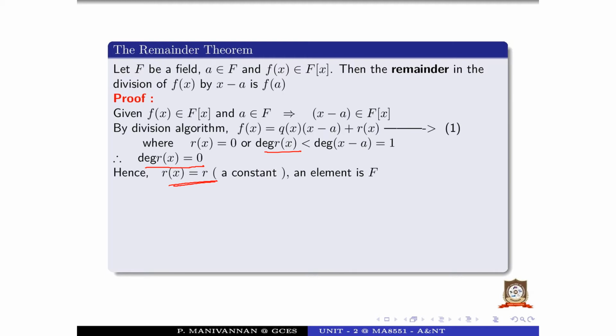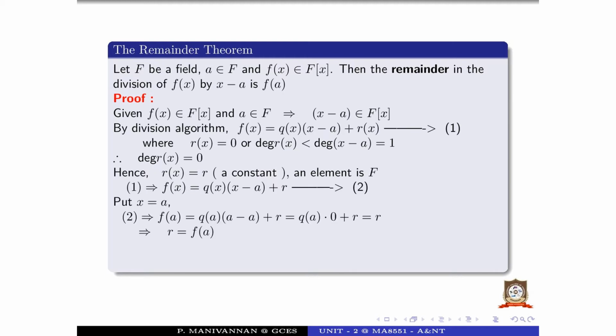Since degree is 0, it is a constant, so r(x) = r. We get f(x) = q(x)(x - a) + r. Put x = a, this term becomes a - a, which is 0, so q(a) into 0 is 0, and it is equal to r. Therefore f(a) = r. f(a) is the remainder, r is the remainder, hence the remainder is f(a). It is the remainder theorem and also its proof.